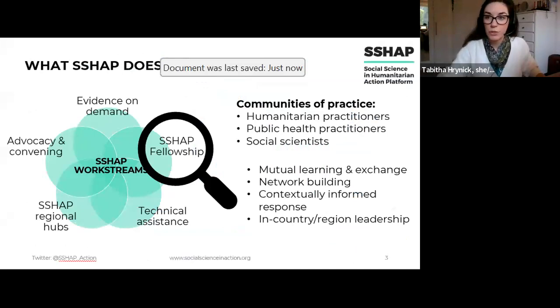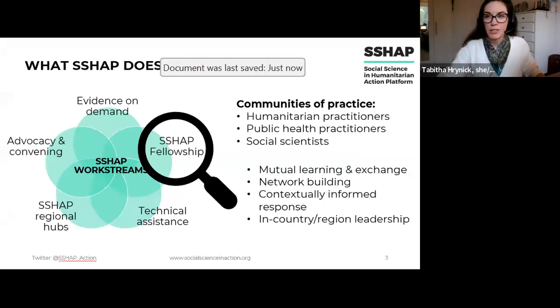Through 5 work streams, SHAP provides social science insights and tailored analysis that can be quickly integrated into health emergency and humanitarian crisis response. SHAP works closely with international, regional, national, and local partners to strengthen strategy, policy, networks, and capacity. And we support action that is informed by context, engages with communities, and focuses on the needs of the most vulnerable. For more information about SHAP, you can visit our website and follow our Twitter account, and you can see the URL and our Twitter handle on the bottom of each slide.